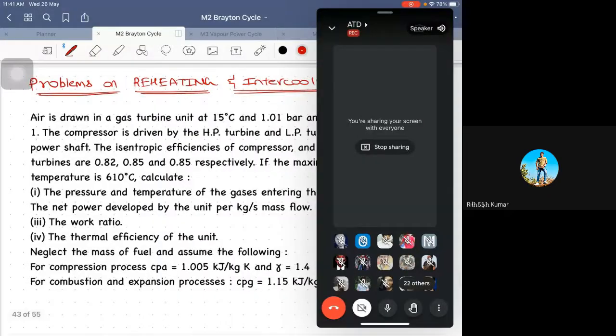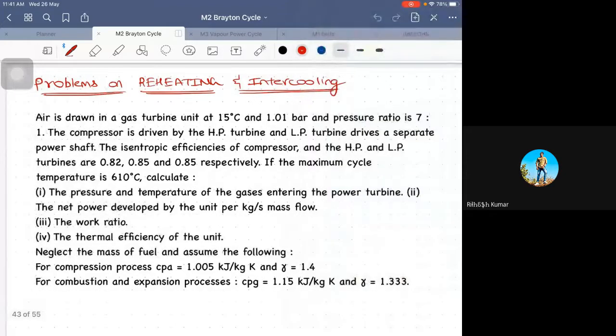Okay, shall we start? Finished copying the question? Sir, wait 7 minutes. Okay. This is CP of A and CP of G. Kindly note it down. CP to the suffix of A, C to the suffix P, and P to the suffix A. And this is gamma.